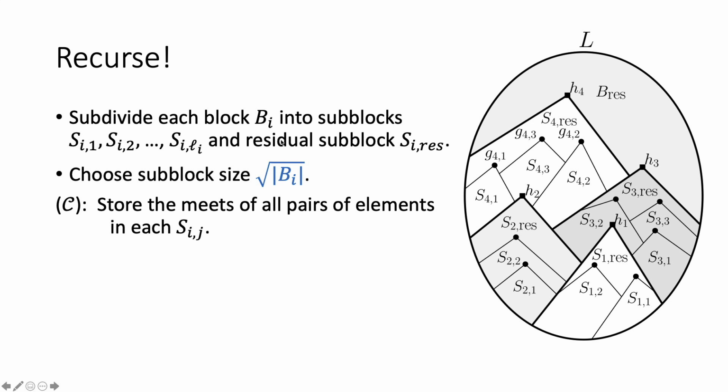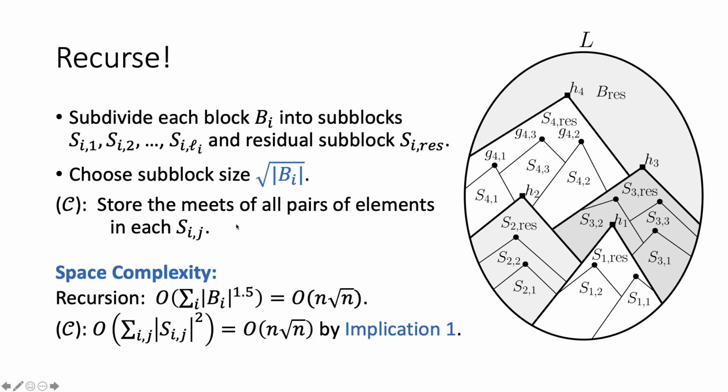We can subdivide each block bi into subblocks, including a residual subblock. So if we do this, what size should we choose for the subblocks? Well, square root n seems to work pretty well at the top level. Why don't we go ahead and use square root in the size of the block at the subblock level? And then to stop this recursion from going on too long, we'll just keep it to 2 levels. We'll store the meets of all pairs of elements in each subblock, except for the residual subblocks, we won't store the meets for those.